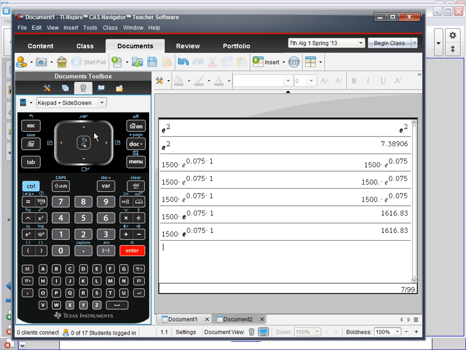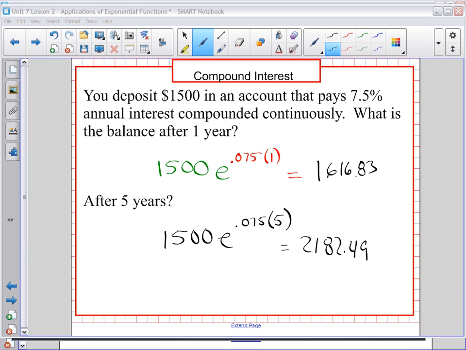Here's a little fun fact. If you're using one of these new calculators, you can highlight what you previously entered and hit enter, and that will give you the chance to kind of edit what you have instead of reinventing the wheel here. So if we change the 1 to a 5, we get that we are at $2,182.49. That's a lot of money. So our final answer would be 2,182.49.